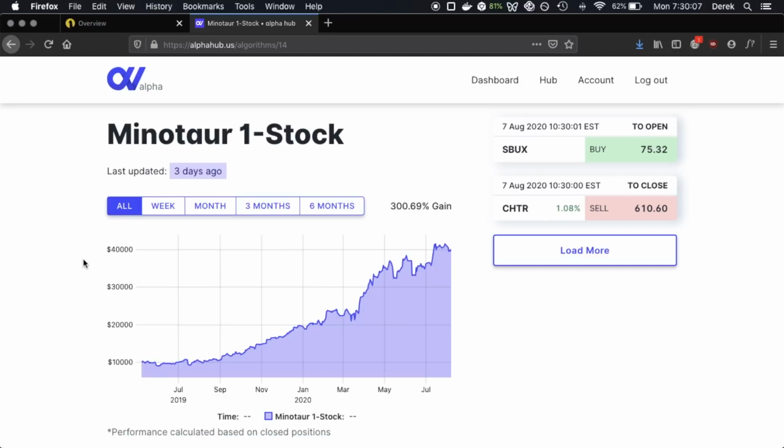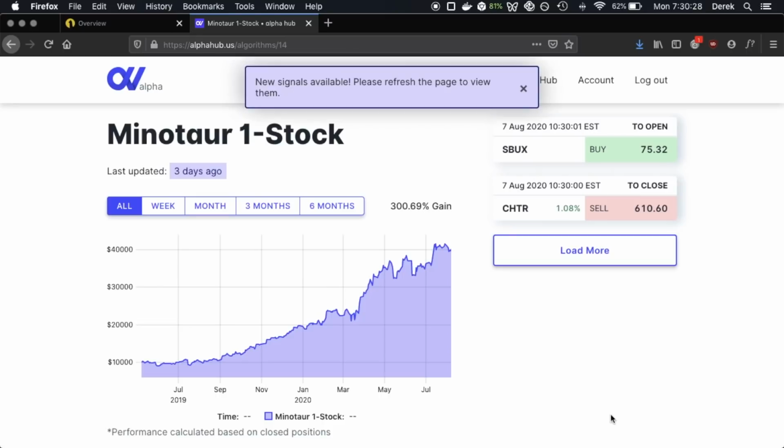Now, every day I know that the Minotaur 1 stock is going to come in at about 10:30 Eastern or 7:30 Pacific where I am. So right around now I'm going to come to the page and wait for the signals to update. You should see a notification when that happens. It sometimes takes up to a minute, and you can see the notification right there.